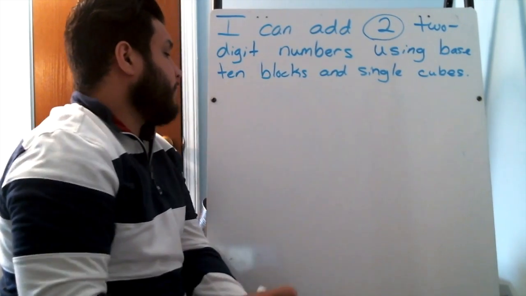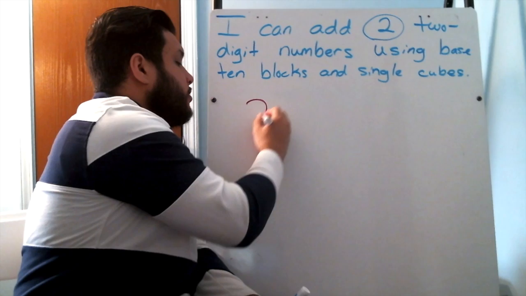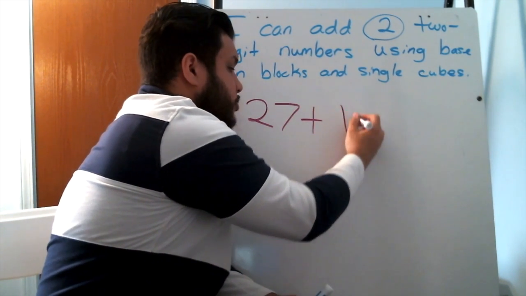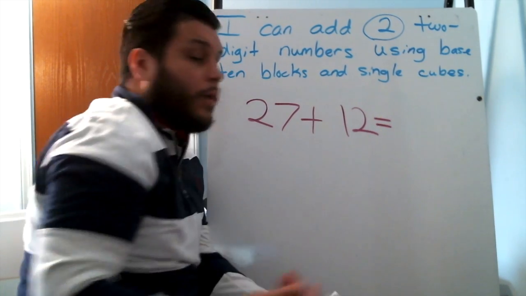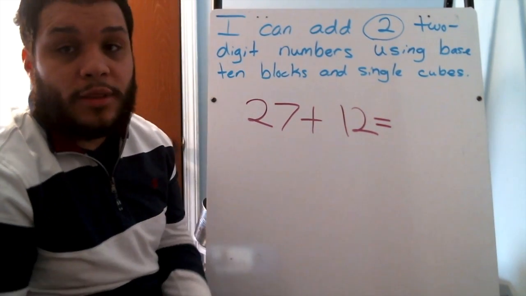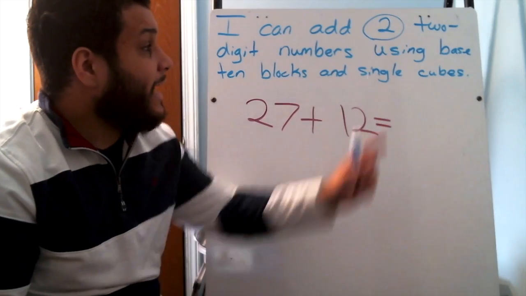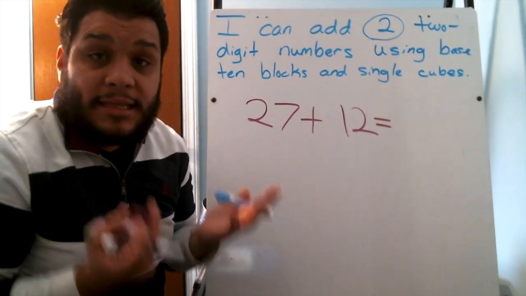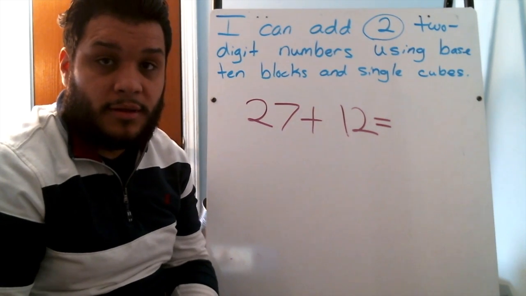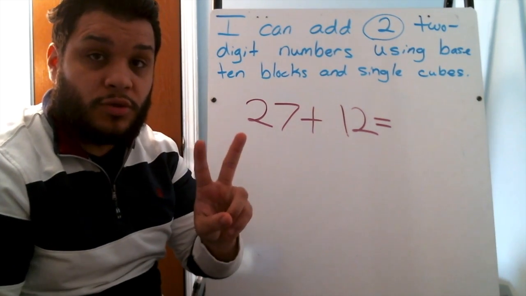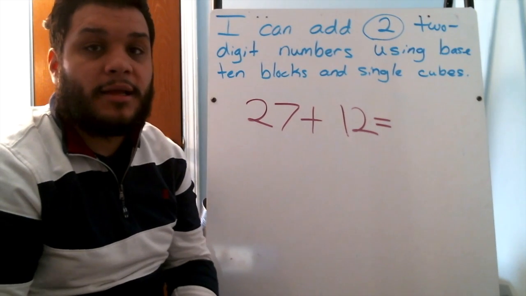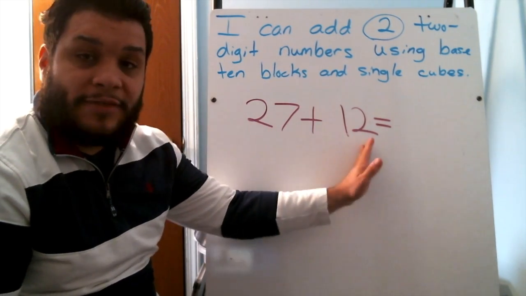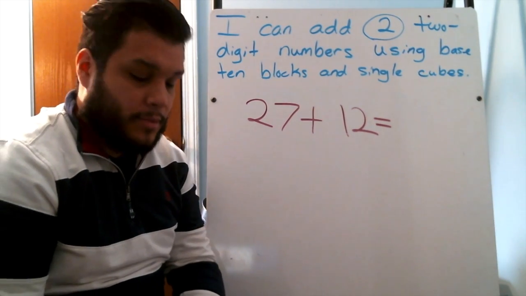So let's start off with the number 27 plus 12. What does it equal? Well, I know that I need to draw a picture. If I have two-digit numbers, how many different pictures should I have? If you said 2, kiss your brain. I should have a picture for my 27 and I should have a picture for my 12. Well, let's break it down.